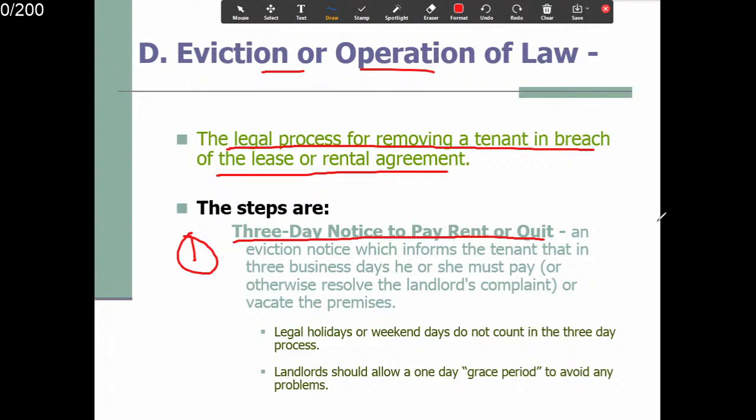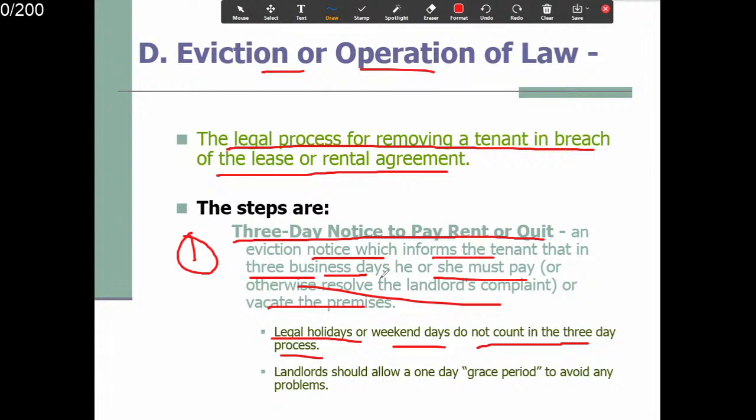It's a 1-page notice to the tenant after whatever grace period, 5 days, 3 days that you have on a contract, right? So it's an eviction notice which informs the tenant that in 3 business days, okay, 3 business days, that he or she must pay or otherwise resolve the landlord's complaint or vacate the premise. Either you pay me or you move out. Okay. 他就说3天之内你就付我房租，不付我房租你就搬走吧。Legal holidays or weekend days do not count in the 3 days process.